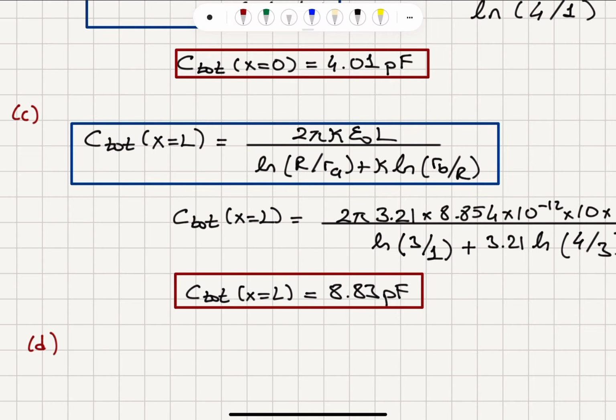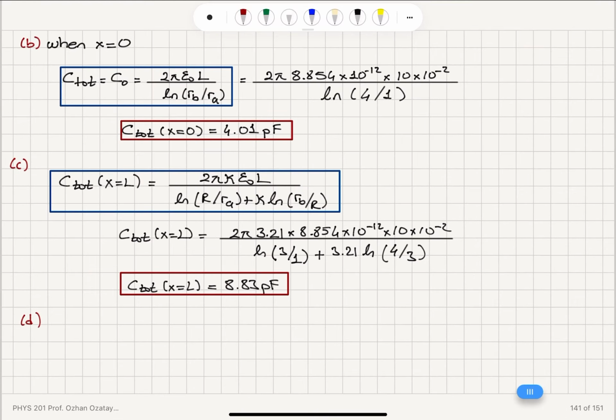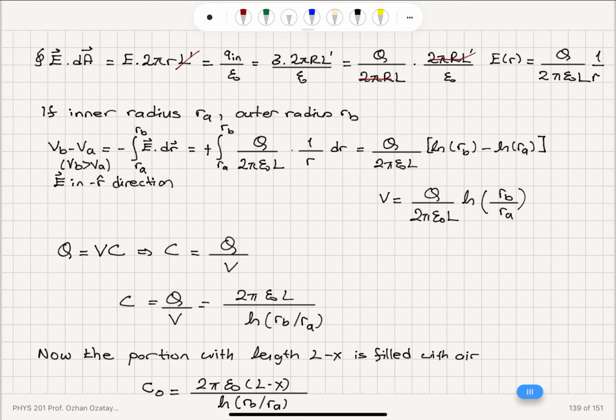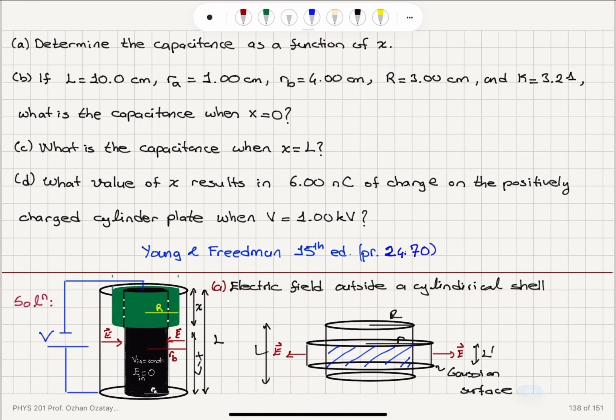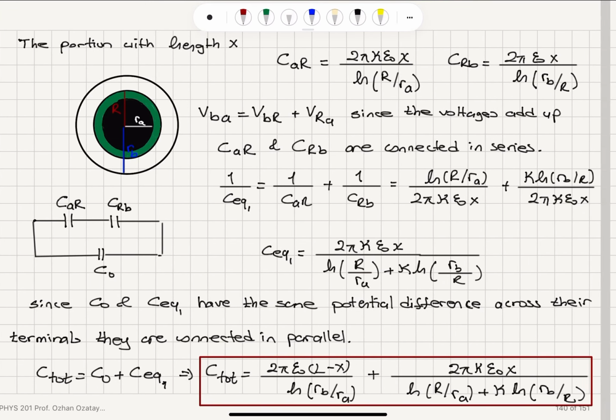So let's double check the capital R value here. Capital R value was indeed 3 centimeters. So we want to know the value of x that results in 6 nanocoulombs of charge on the positively charged cylinder plate under a potential difference of 1 kilovolt.